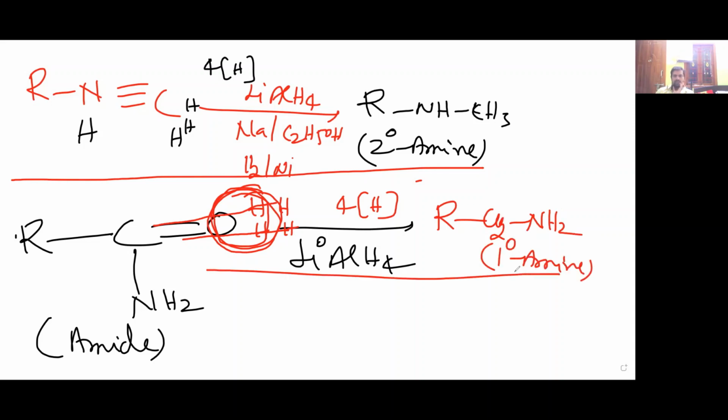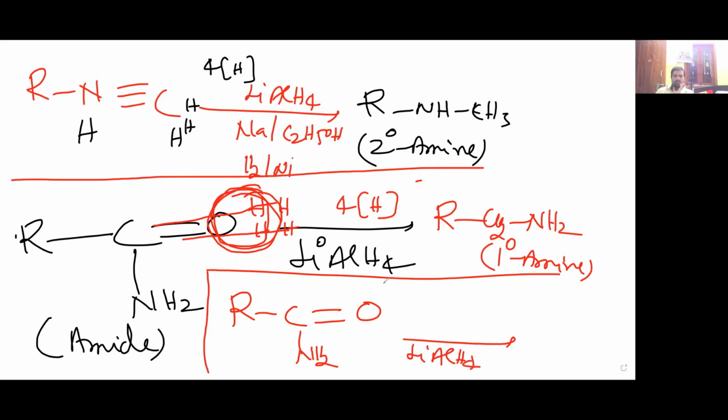So once again, I will tell this one: R C double bond O NH2. You add LiAlH4. There are 4 hydrogens. Water is eliminated.